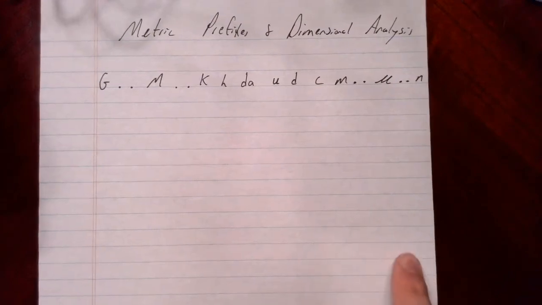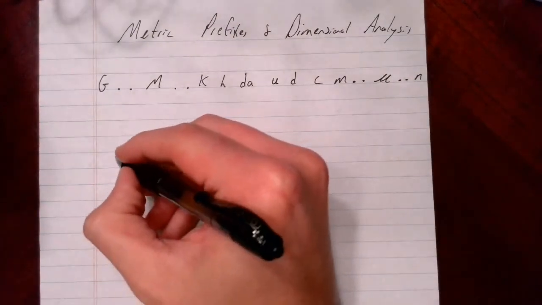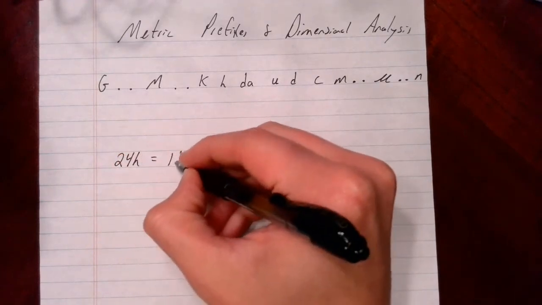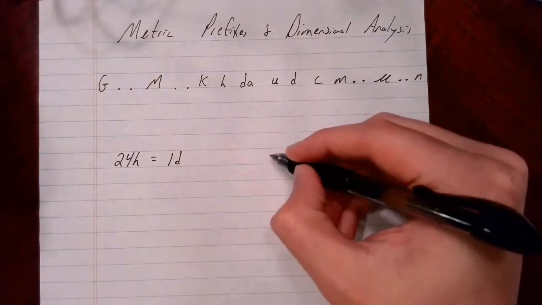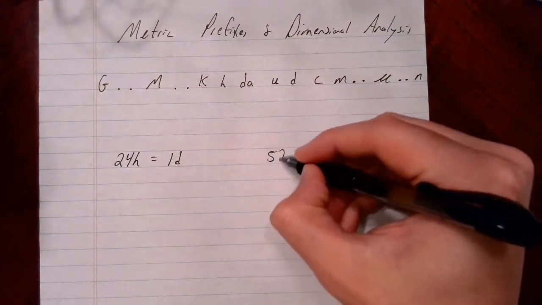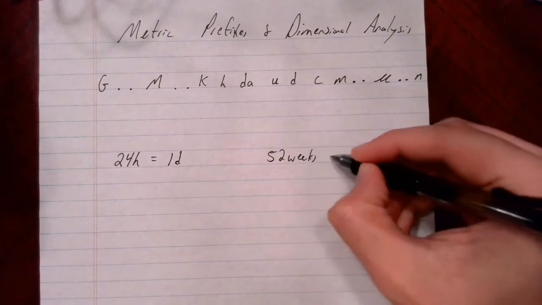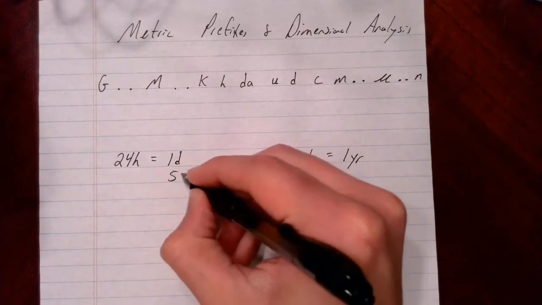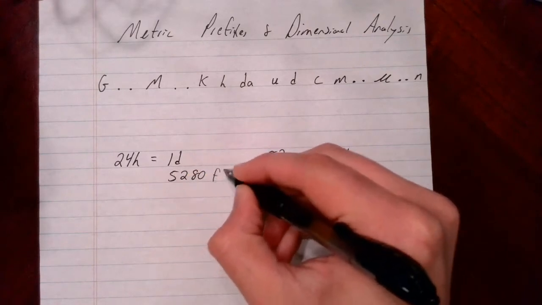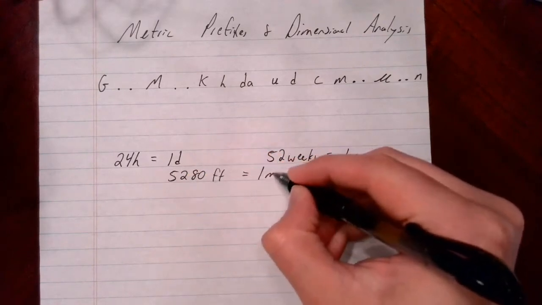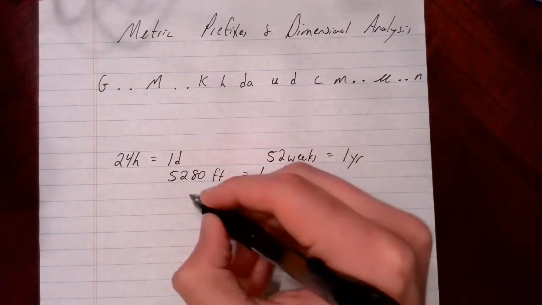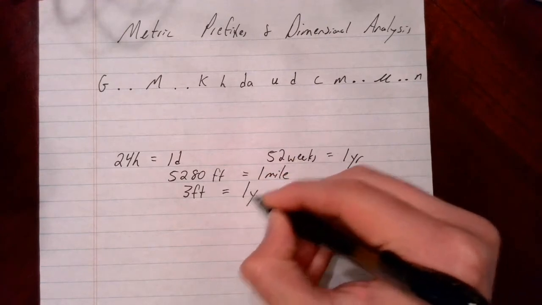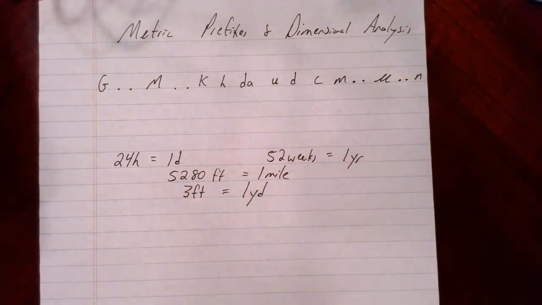So we could list off hundreds of these that we already know. We could say there's 24 hours in one day. Or we could say there are 52 weeks in 1 year. Or we could say there are 5,280 feet in 1 mile. We could say there are 3 feet in 1 yard. And we could go on and on and on.